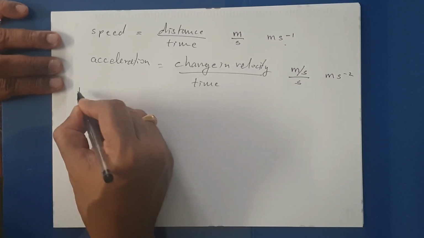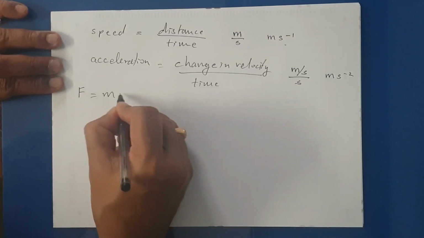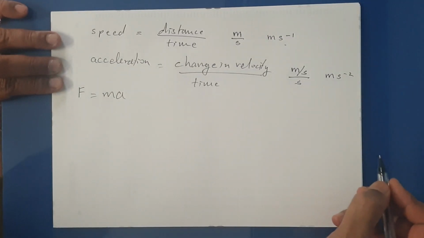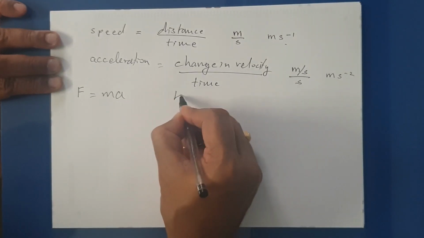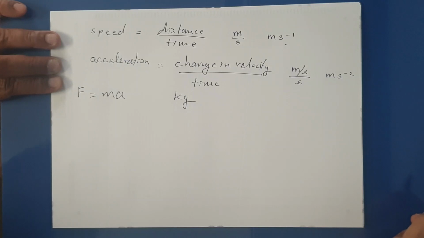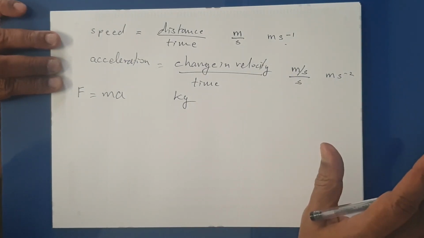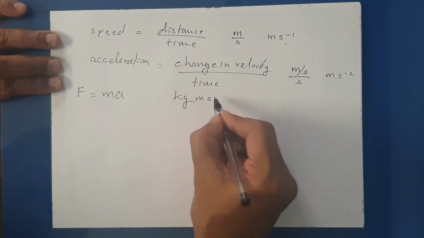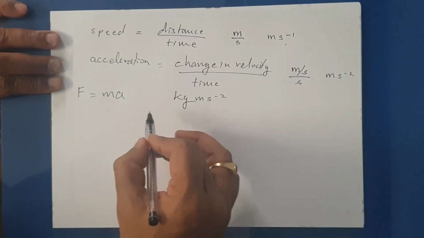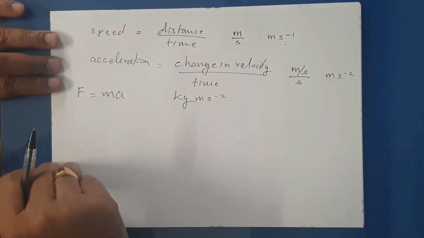Force. You have learned force is equal to mass into acceleration. Therefore, the unit of force should be the unit of mass, SI unit of mass, we are discussing SI units, okay, and the unit of acceleration. This is the SI unit of force.